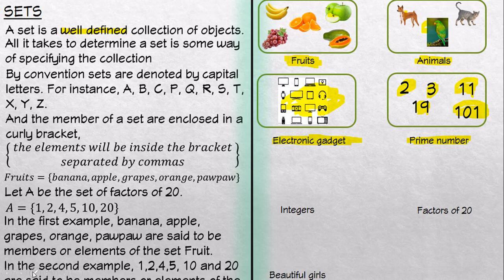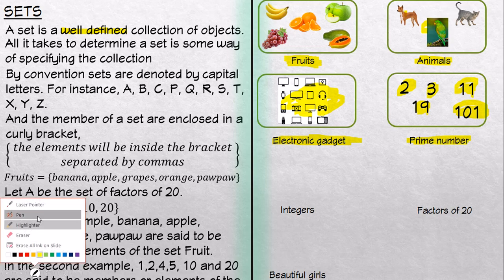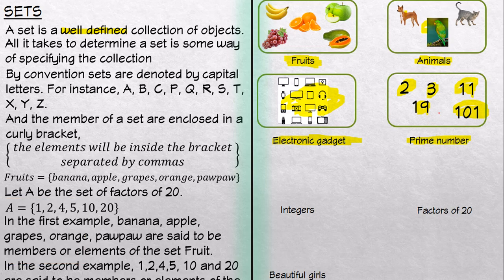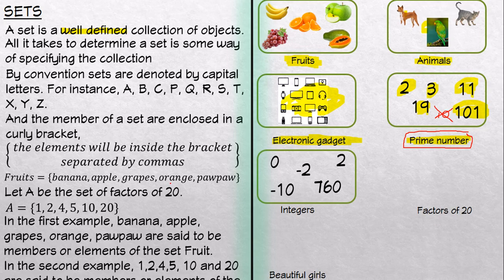So for instance, we all know that 10 is a number, but we cannot have this number 10 in this set over here because we know that 10 is a composite number and not a prime number because it has more than 2 factors. So because of the way I have defined this set, it tells me that I cannot have 10 in that set. We can also talk of a set of integers.